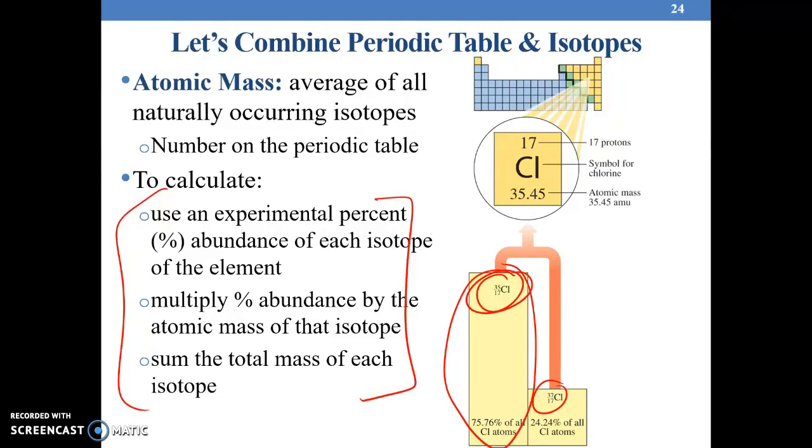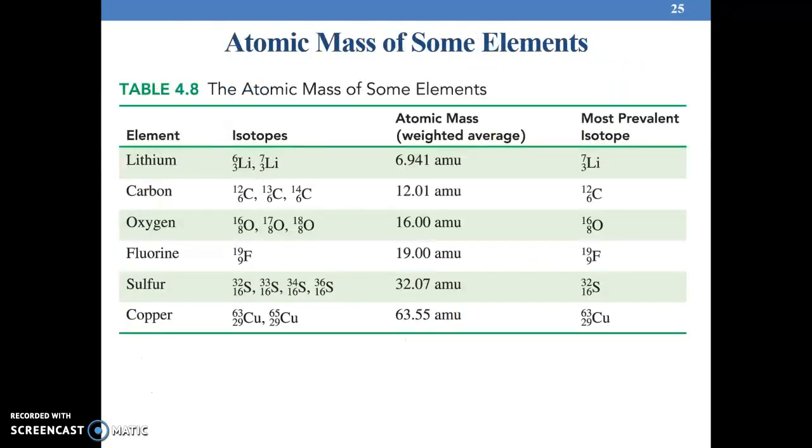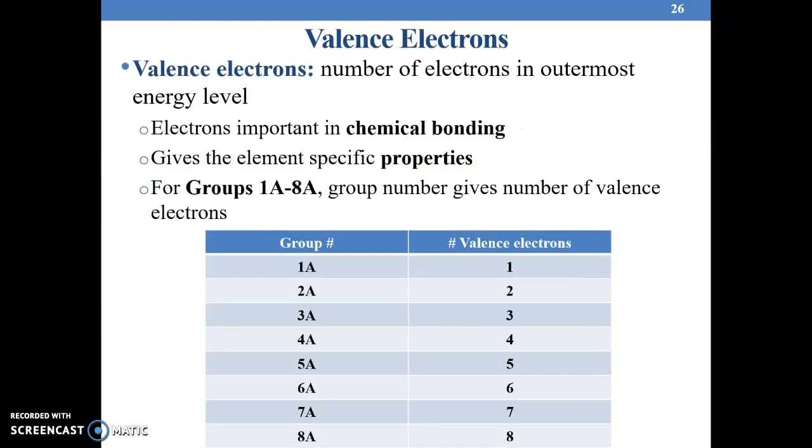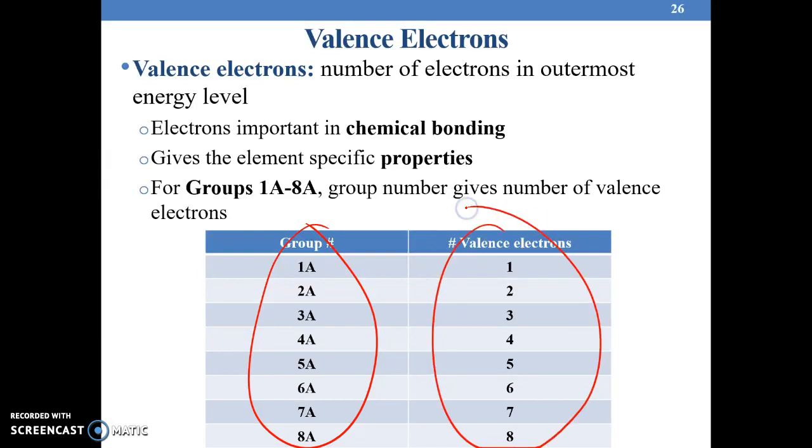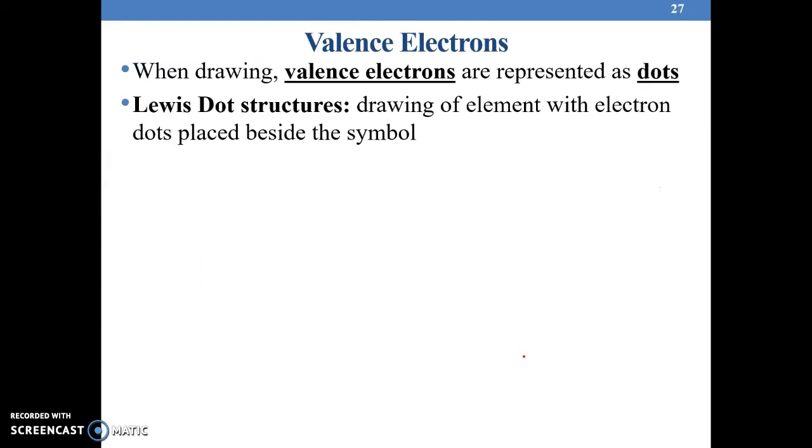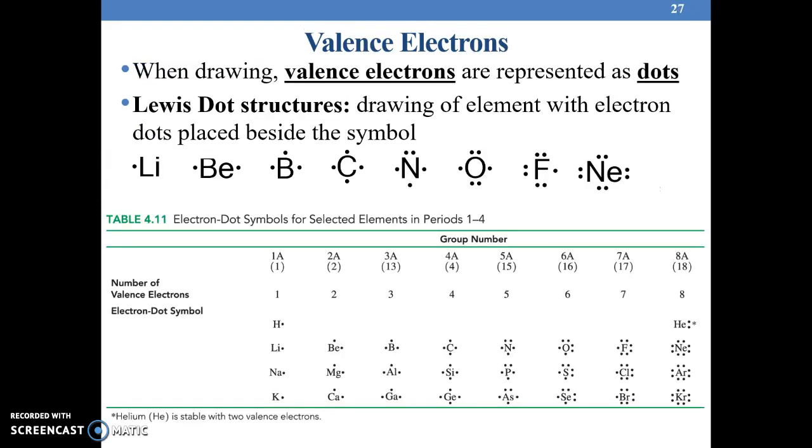And I have about 1 minute left. There's a good table from your book. I want to go over valence electrons. This is really important because you're going to have to draw one on the exam. The group number for the main groups matches the number of valence electrons on the periodic table. Okay, so if I tell you I'm in group 5, I have 5 valence electrons. I'm going to show you all of the Lewis dot structures. Your book also has another awesome table of Lewis dot structures.